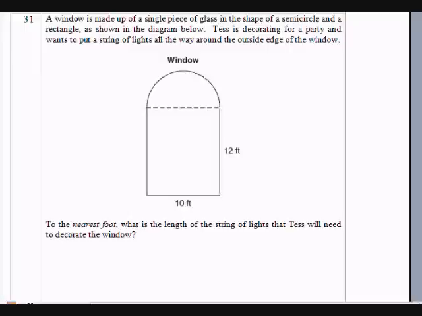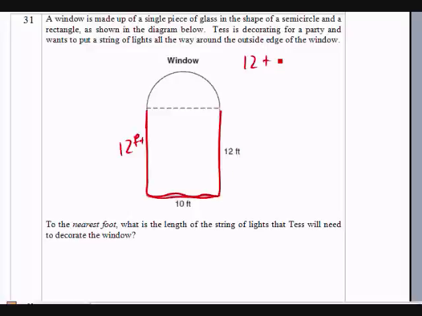Question 31. Tess is decorating this window. She wants to put light around it, so she wants to find out how long her length of light should be. So I'm looking for the distance around the window. There are a few sides we know. One side is 12, and the other length on the bottom here is 10. The other side is going to be 12 also, since opposite sides are the same length.